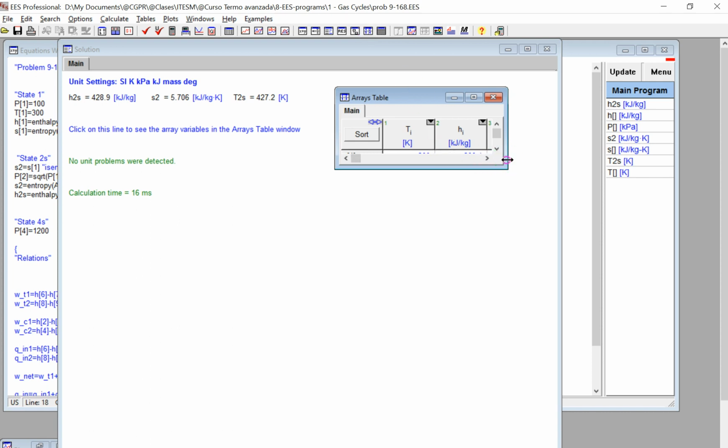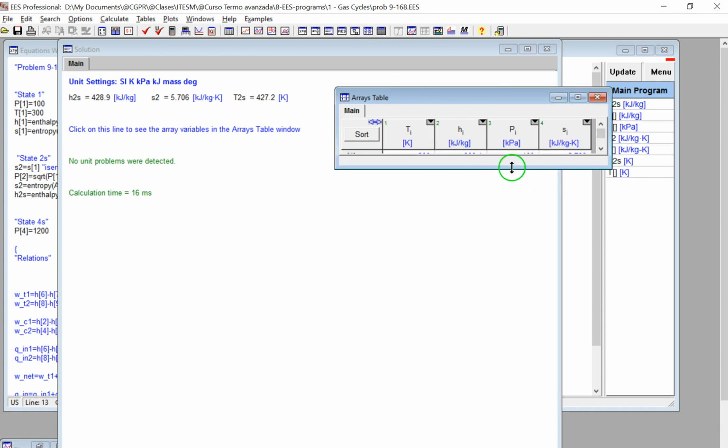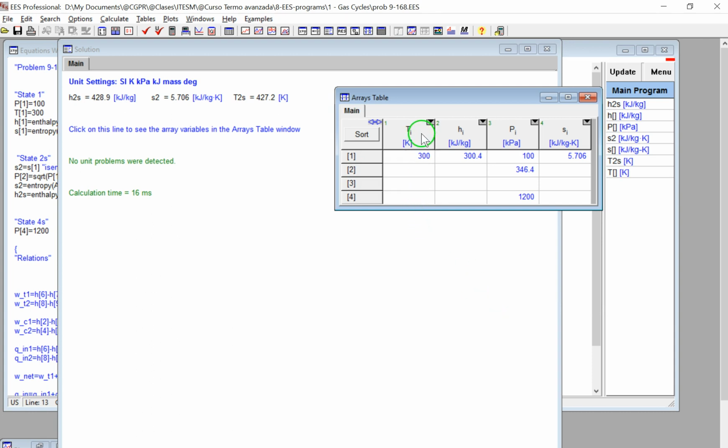This is my matrix of data. You can see that now I have temperature, enthalpy, pressure, and entropy. It's fully defined for state 1, partially defined for state 2 and 4, and it's empty for state 3. It doesn't matter because I can solve it for these numbers. What I cannot solve, or what I have not defined, is blank. Okay?